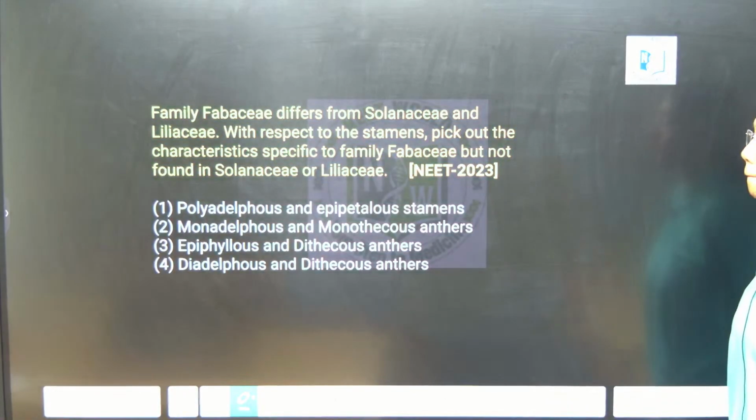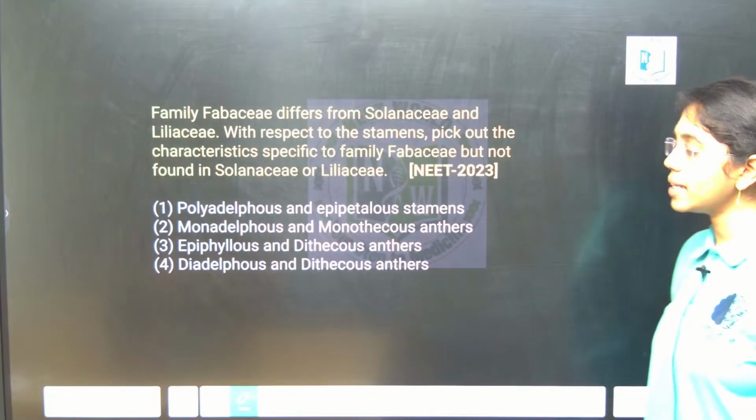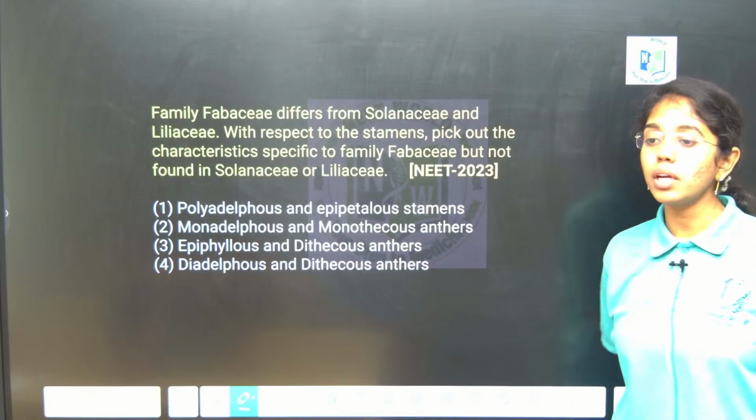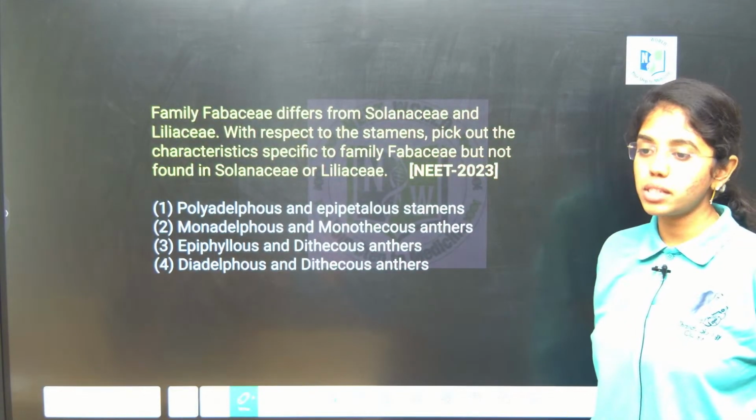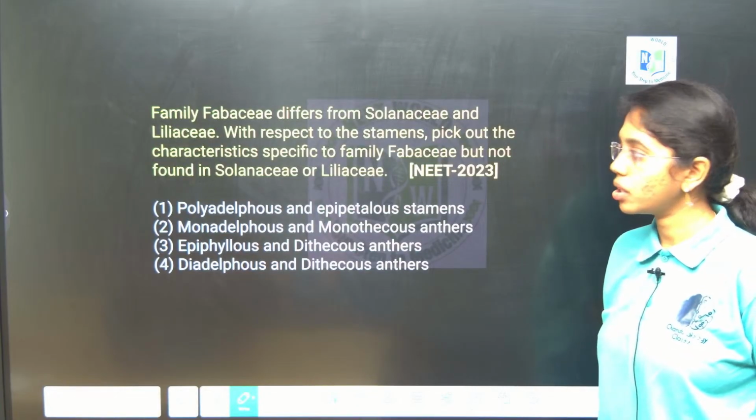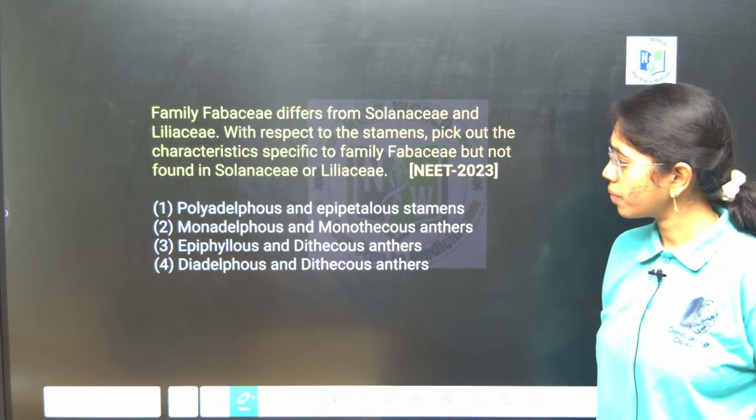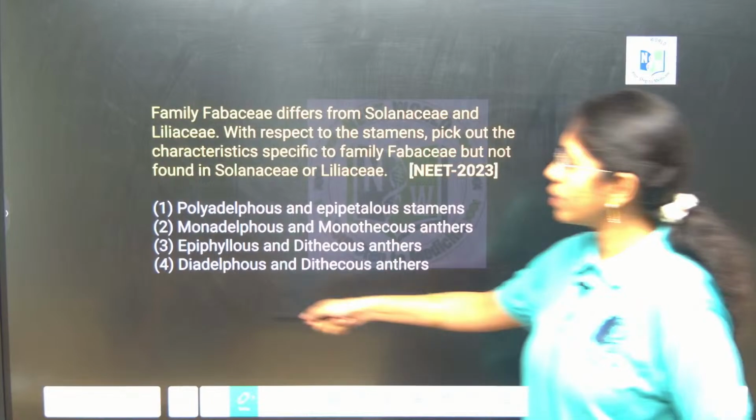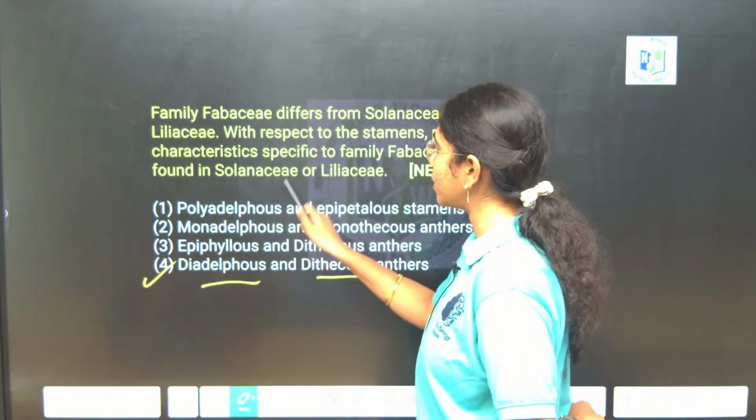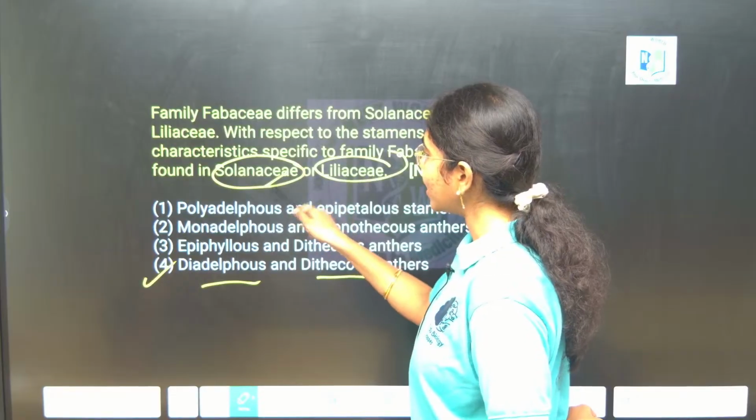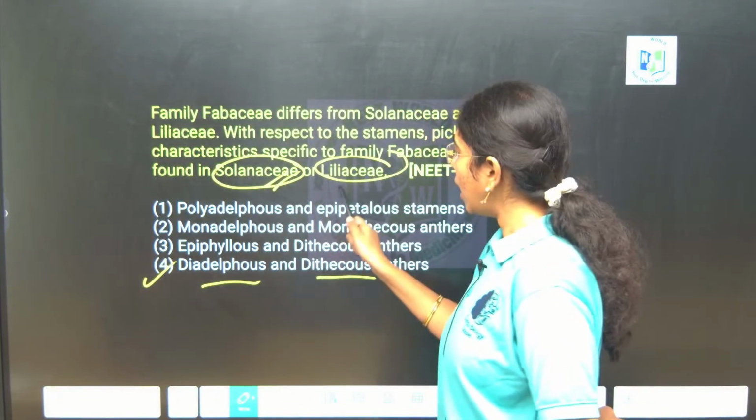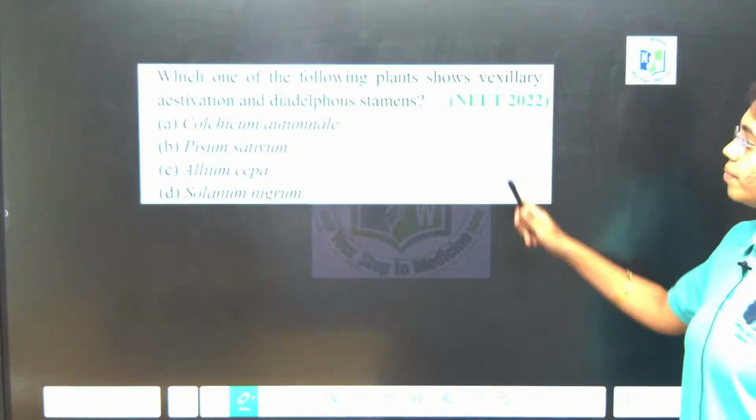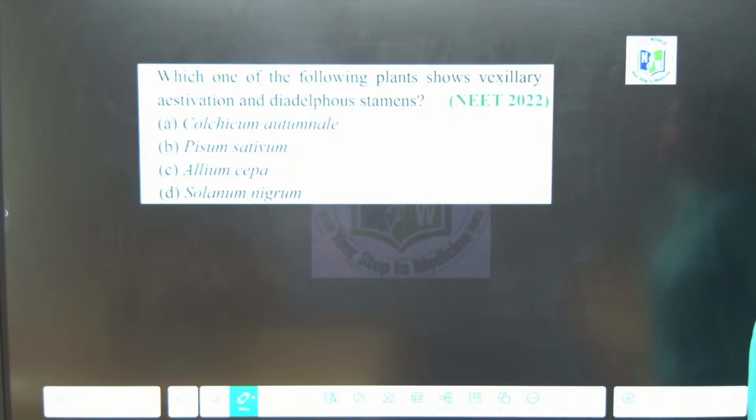Family Fabaceae. Of course, Fabaceae and Liliaceae are not there in the updated syllabus, but if you do this question, it helps you identify the answers easily and analyze between the options. Diadelphous and dithecous anther. Very good. Fabaceae has diadelphous and dithecous anther, which is not present in Solanaceae and Liliaceae. Solanaceae has epipetalous anther, and Liliaceae has androecium epiphyllous. Good.